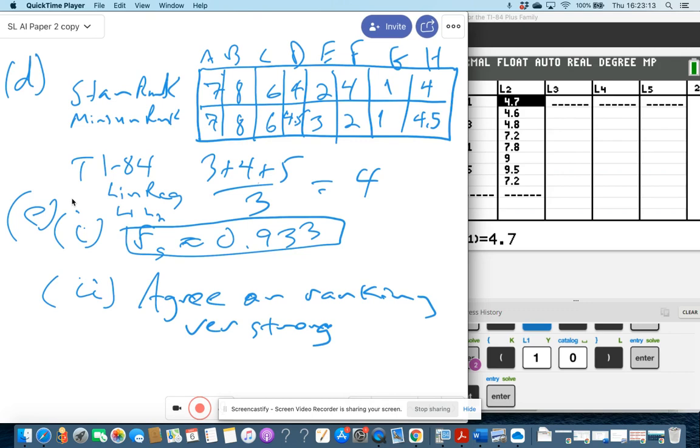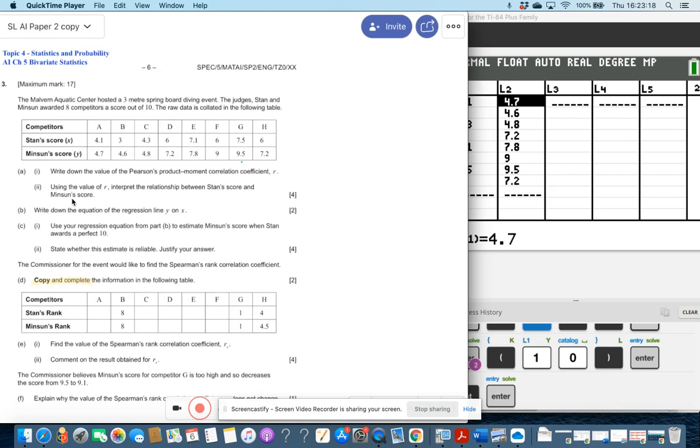Okay, the last question, F. If we change these marks here, 9.5 to 9.1, if we change that mark, 9.5, to 9.1. Why does the Spearman's not change? Well, it's still the number one score. So the ranking did not change. It will not change the Spearman's. It might change the Pearson's because it's a little bit closer, actually.